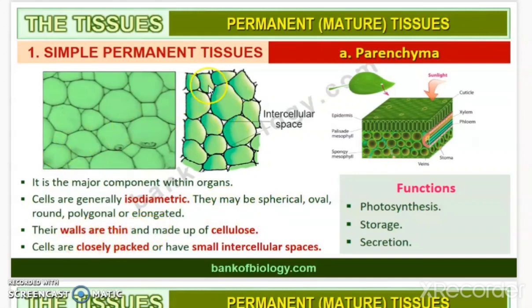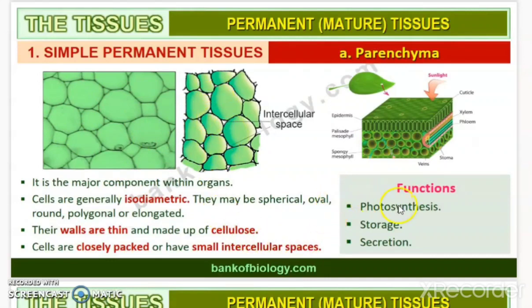And how are their walls? Walls are the outermost covering, right? Their walls are thin and made up of cellulose. Okay, and how are the cells? These cells are very closely packed like this, and if they have space between the cells, it will be very, very small. So their intercellular spaces will be very small.